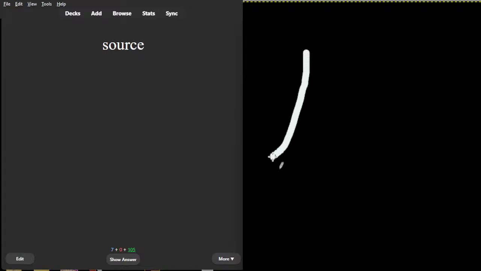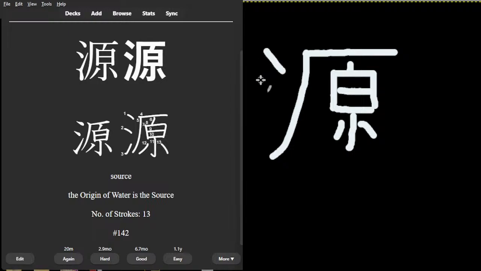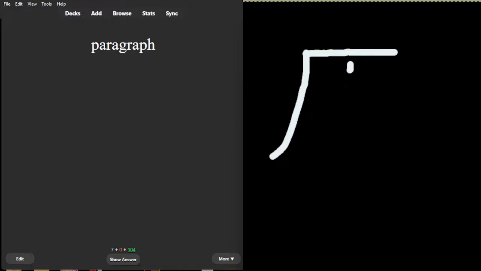Source. Under the cliff is the spring. Is the source of the spring. This one's a little tough because this under the cliff part gets kind of weird sometimes, but I think that's what it is. Oh, and there's water because it's the water's source. Okay, so I'm gonna give that a hard because I missed. I got the idea, but I missed an important part of it. So I'm gonna give that a hard, and they'll give it to me sooner because I marked it as hard.